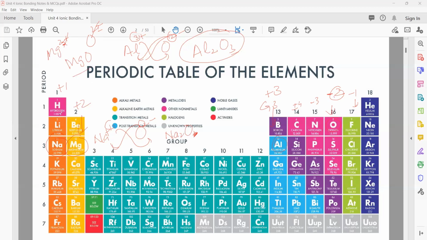Got it? Same way, for example, you take sodium. Sodium is what? Plus 1. Take one from group 7, like chlorine. Chlorine is what? Minus 1. So plus 1, minus 1 cancel each other. So we will write directly NaCl. So this is how the formula is formed. Did you get this one?